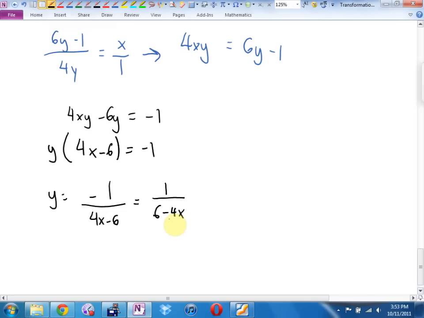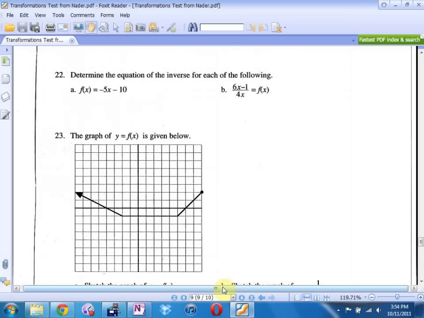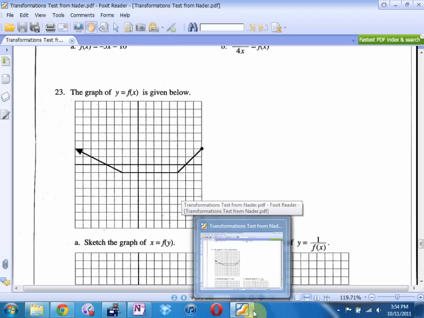Let's practice. Then you'd have a 2y by itself, and then you have to divide by 2 afterwards. You know what? When I say GCF, I should say CF. Factor out the y. Okay?